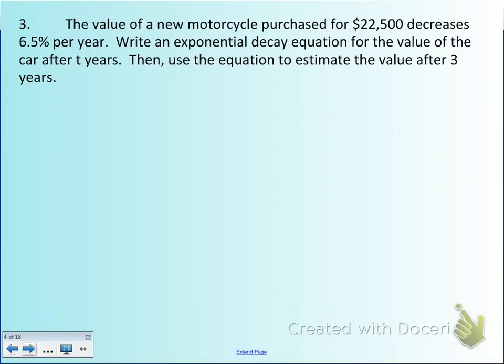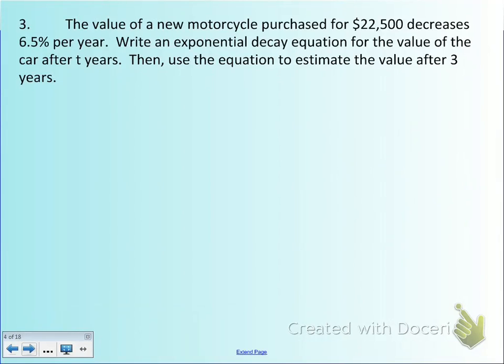Okay, number 3. The value of a new motorcycle purchased for $22,500 decreases 6.5% per year. Write an exponential decay equation for the value of the motorcycle after t years. Then use the equation to estimate the value after 3 years.